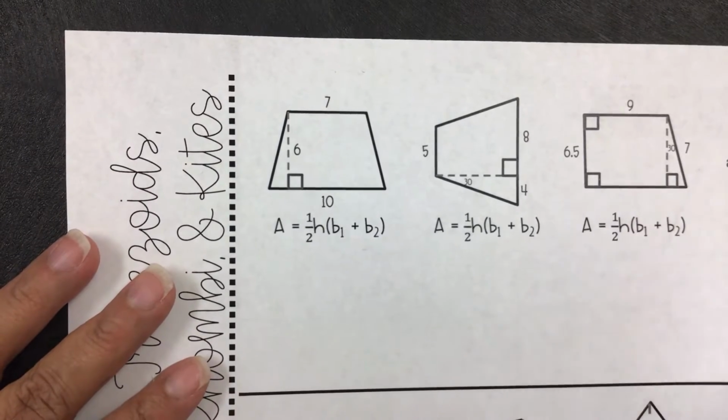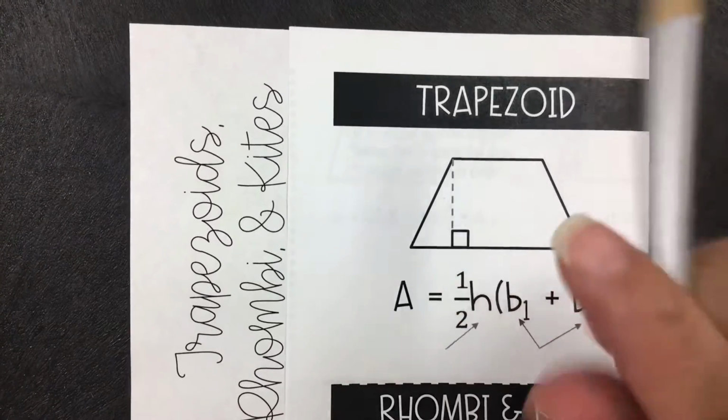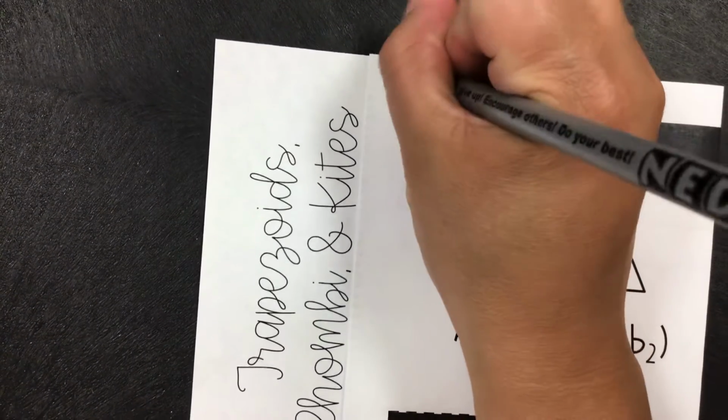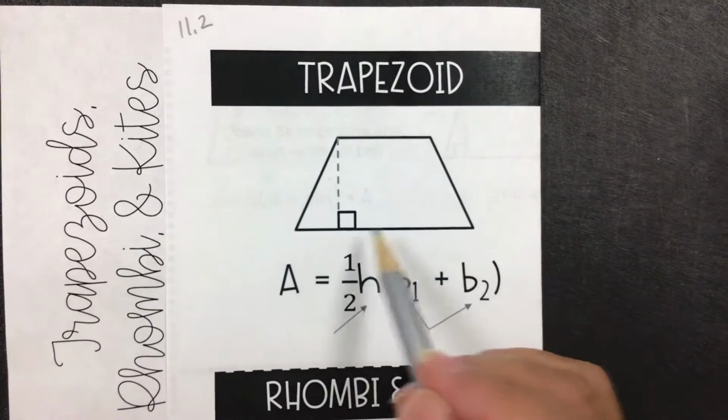This is a video for section 11.2. We're finding the areas of trapezoids, rhombus, and kites. 11.2. So the first one that we have is the trapezoid.